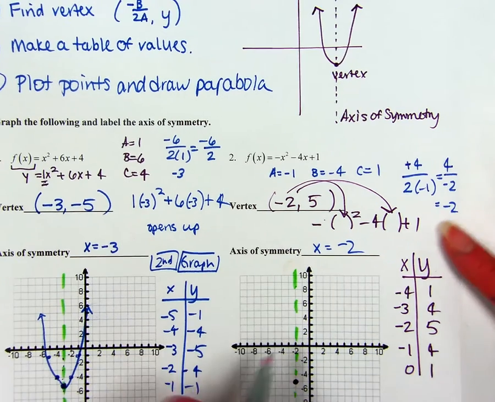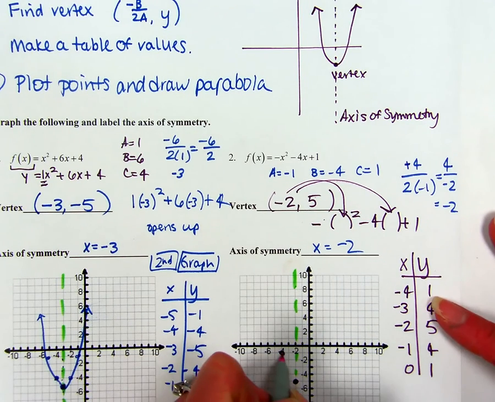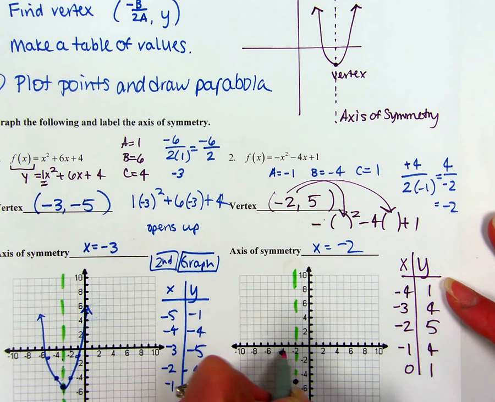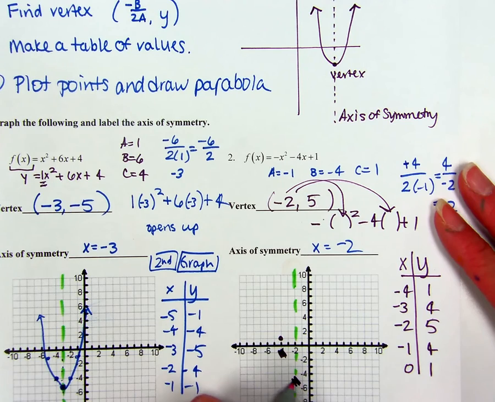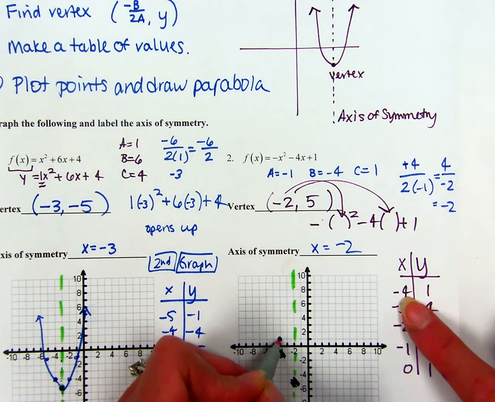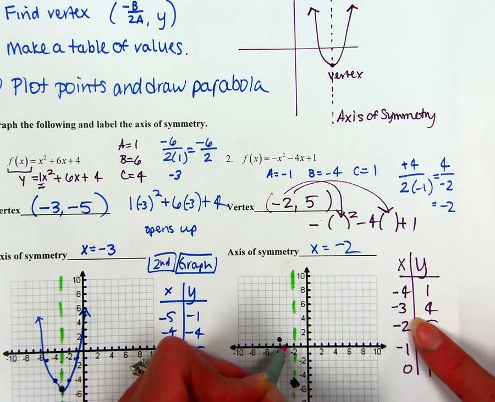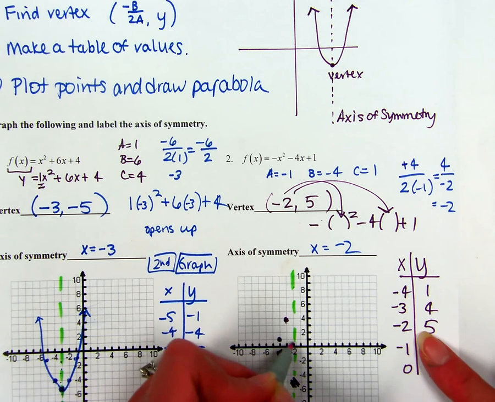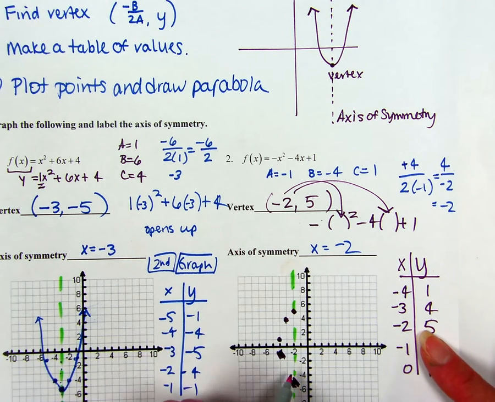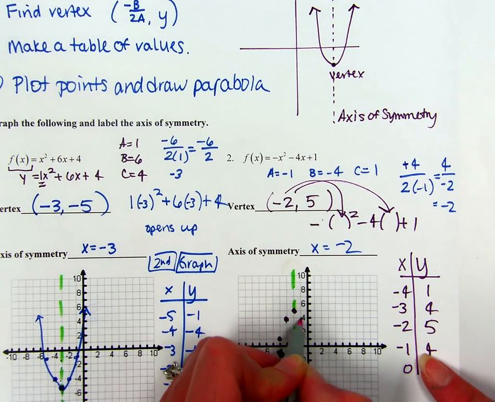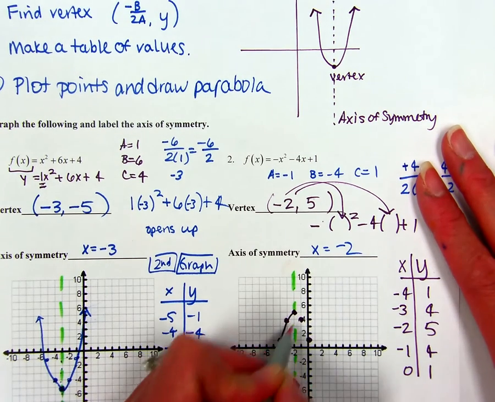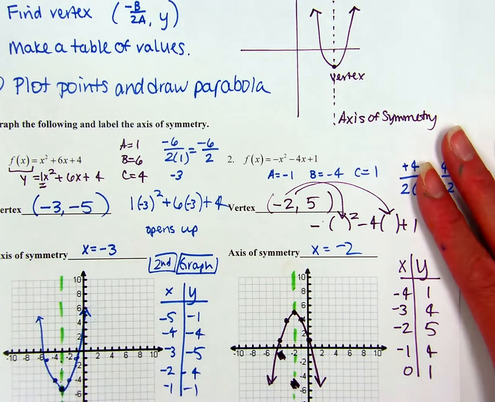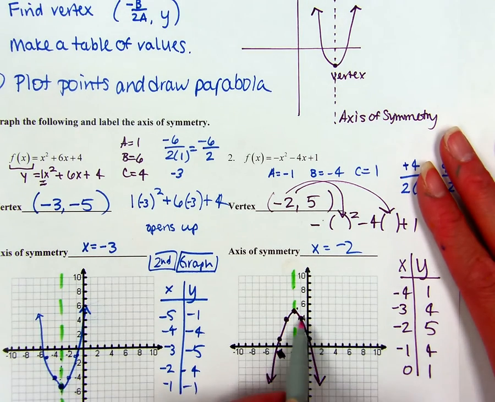So I've got negative 4, positive 1, negative 3, 4, negative 2, positive 5. I put it at negative 5 earlier, sorry about that. Ignore this, I graphed that wrong, of course. Negative 1, 4, and 0, 1. Alright, so these are my 5 points.